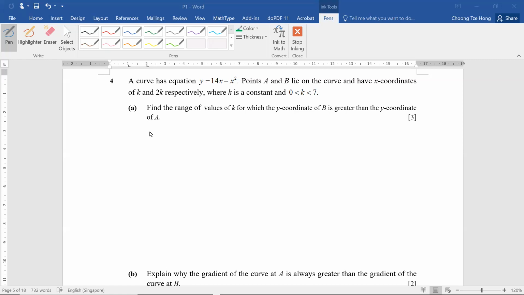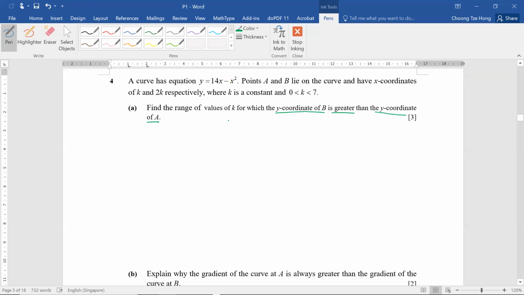A curve has equation y equals 14x minus x squared. Points A and B lie on the curve and have x coordinates of k and 2k respectively, where k is a constant between 0 and 7. Find the range of values of k for which the y coordinate of B is greater than the y coordinate of A.